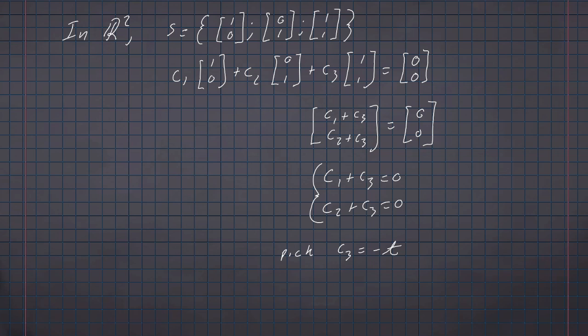All right. Pick a parameter for one of the entries. I'm going to choose C3 equals the opposite of t, because you can see then that C1 is going to equal t and C2 is going to equal t. So for any value of t, t, t, and the opposite of t gives us a solution.